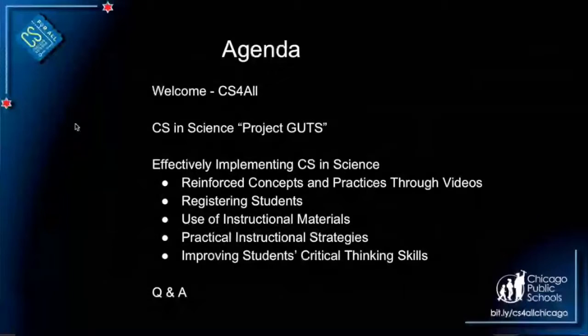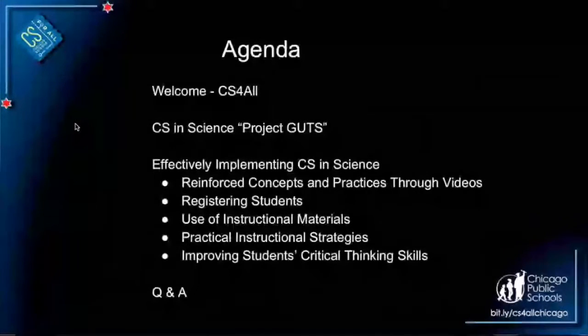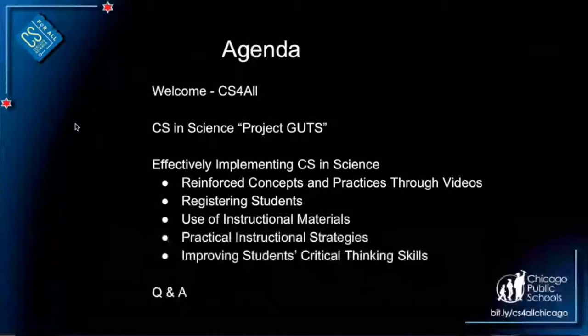The agenda today for the CS in Science, which is called Project Guts, is effectively implementing CS in Science in your classrooms. So it's reinforcing the concepts and practices through videos, registering students, using instructional materials, and then practical instructional strategies for teachers in classrooms who are actually implementing this currently. And then improving students' critical thinking skills, strategies for that as well.